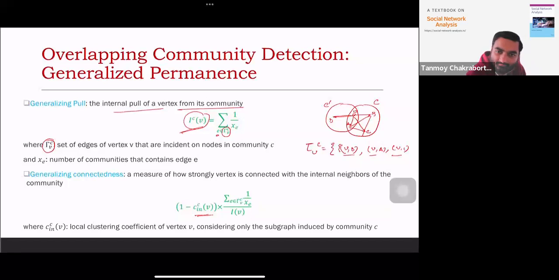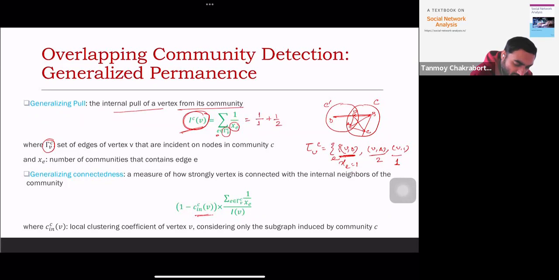Now let's take one such edge E. What is 1 by XE? XE is the number of communities in which the edge is shared. For example, when you take VB as E, XE would be 1 because VB is a part of only one community. When you take VA, XE would be 2, because VA is a part of two communities, and VC would be 1. So the internal pull of vertex V with respect to community C would be 1 by 1 plus 1 by 2 plus 1 by 1, so 2.5. If VA were only in community C, then it would have been just 3: 1 by 1 plus 1 by 1 plus 1 by 1. So think about it: if it's a disjoint community, then ICV boils down to simply IV.